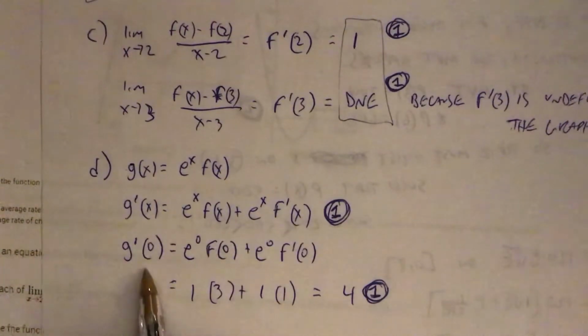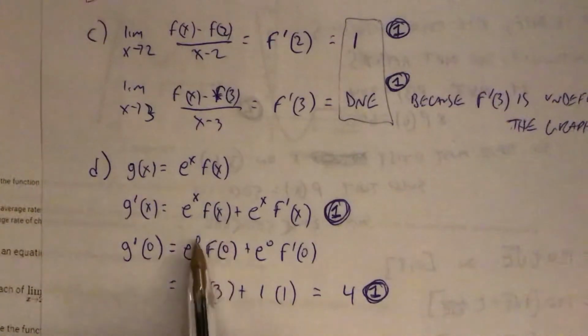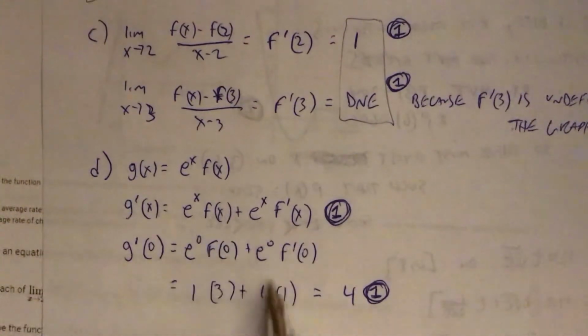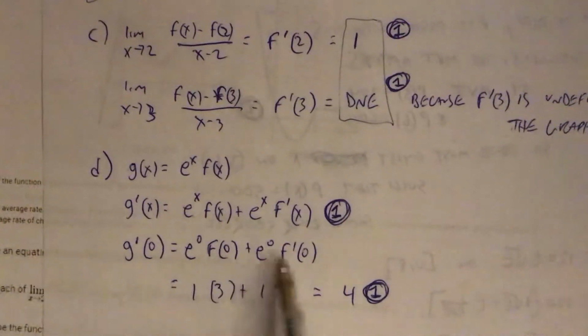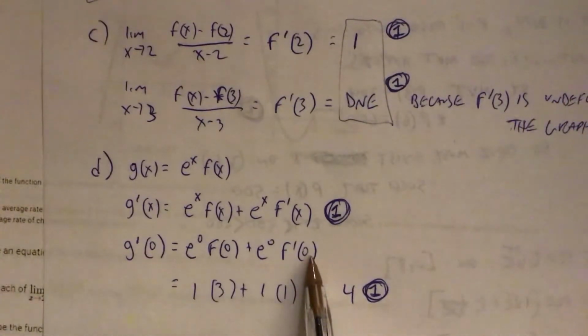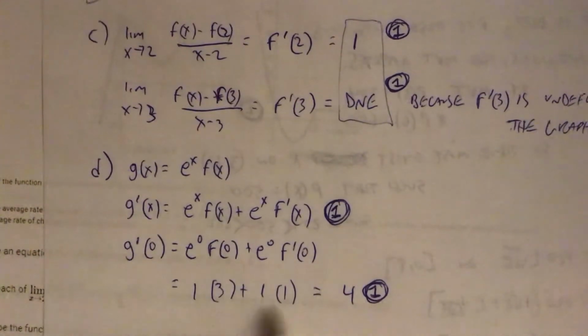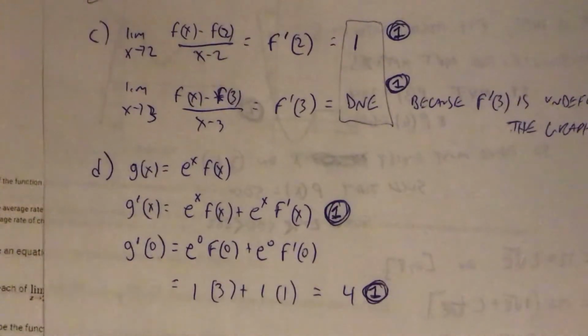Now it wants g prime of 0, so plug 0 in for x. e to the 0 is 1. f of 0 and f prime of 0, you can go up and get off the graph because you can get the y value. So f of 0 is 3, f prime of 0 is 1. Put that all together, you get 4, and there's your last point.